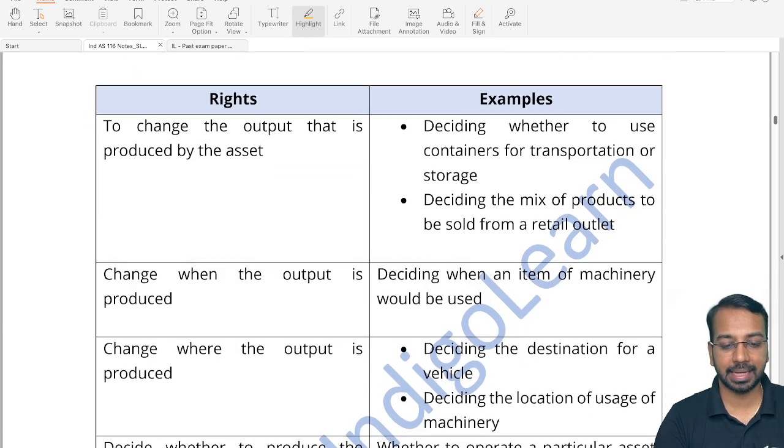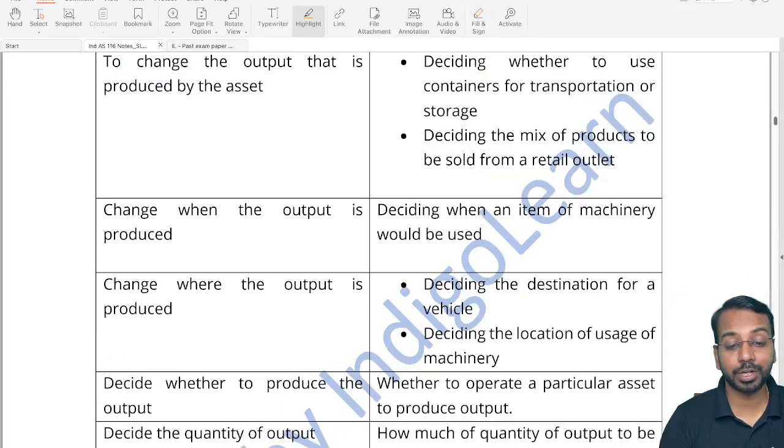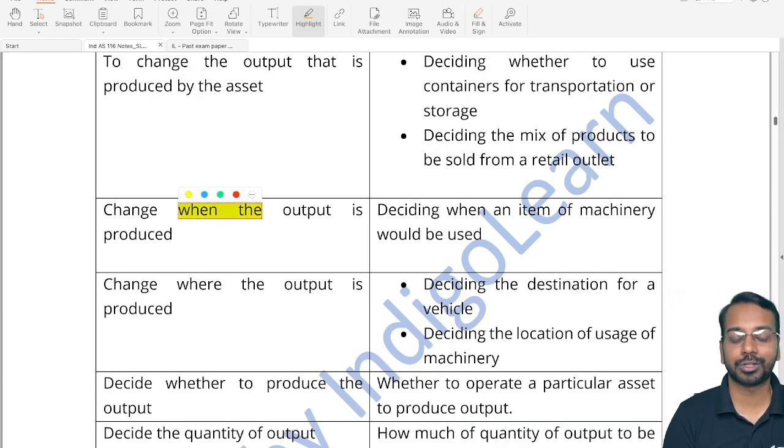So some of the rights, as an example, if you want to understand. One, to change the output that is produced. So I will decide what output will be produced from the asset. That is again a right that I have. Or when the output is produced, when will the output be produced? Who will produce the output? What time will we produce the output? Where is the output produced?